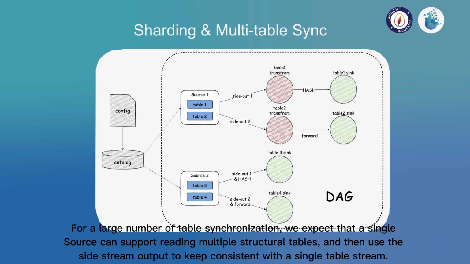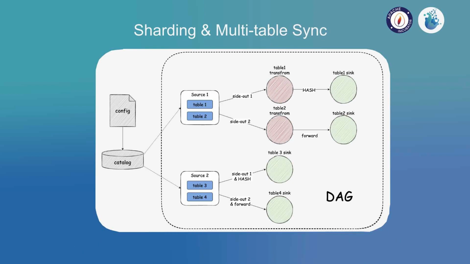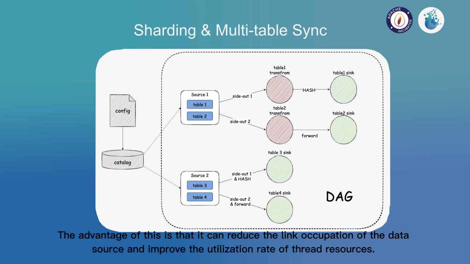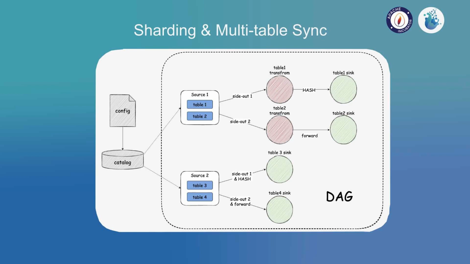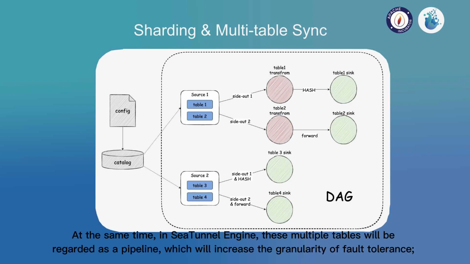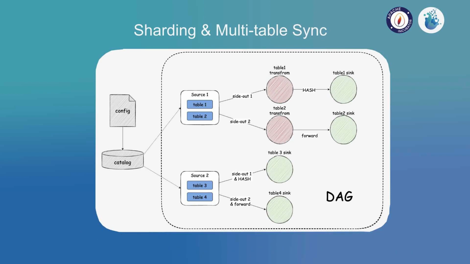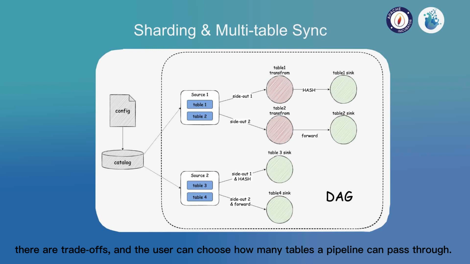For a large number of table synchronization, we expect that a single source can support reading multiple structural tables and then use the side stream output to keep consistent with a single table stream. The advantage of this is that it can reduce the link occupation of the data source and improve the utilization rate of thread resources. At the same time, in SeaTunnel Engine, these multiple tables will be regarded as a pipeline, which will increase the granularity of fault tolerance. There are trade-offs, and the user can choose how many tables a pipeline can pass through.